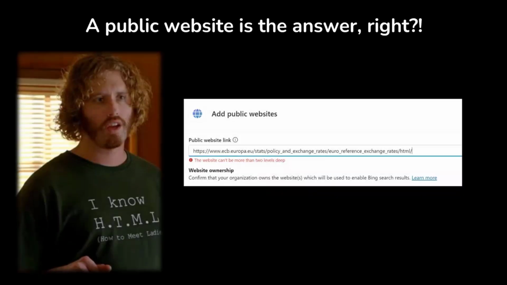In that case, there is something which is called a knowledge source. So you add a public website to this. This is the answer, right? So this solves everything. But look at this. This is the European Central Bank, and I only want to add a specific page, but it's already more than 2 levels deep. So as you can see here, it doesn't work. So what can we do now?